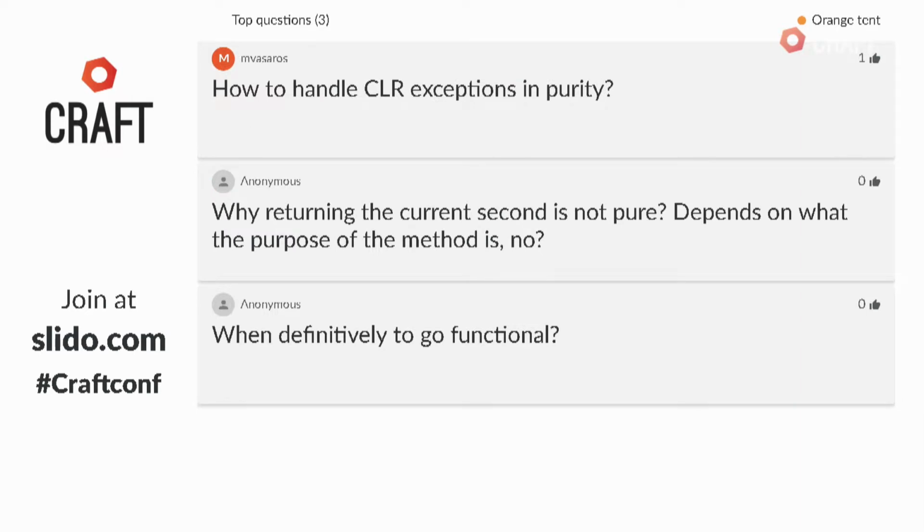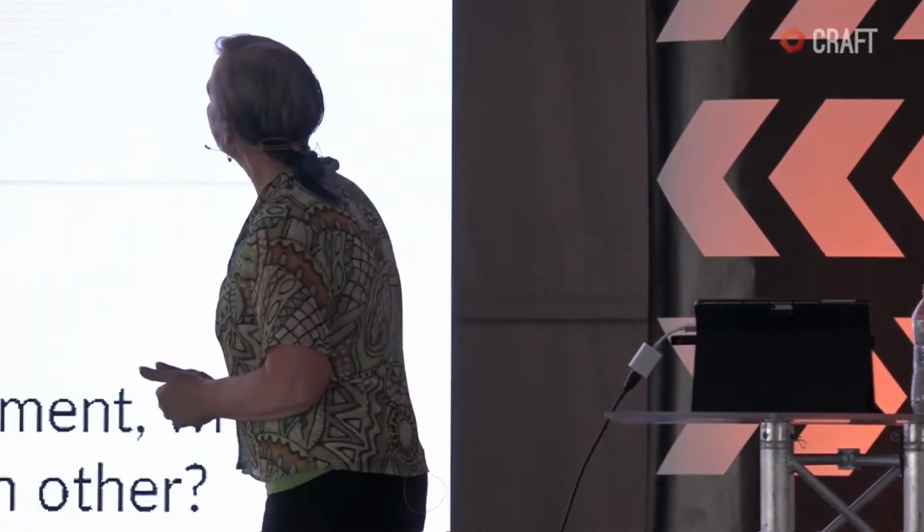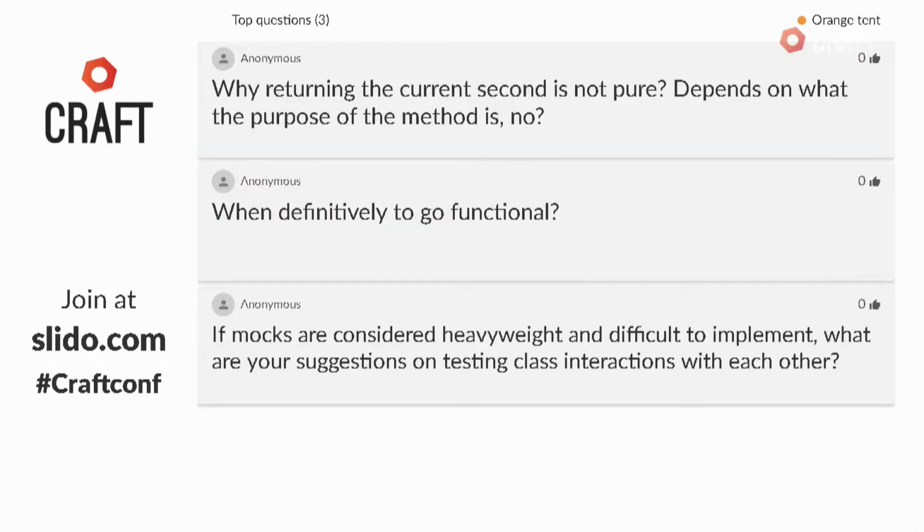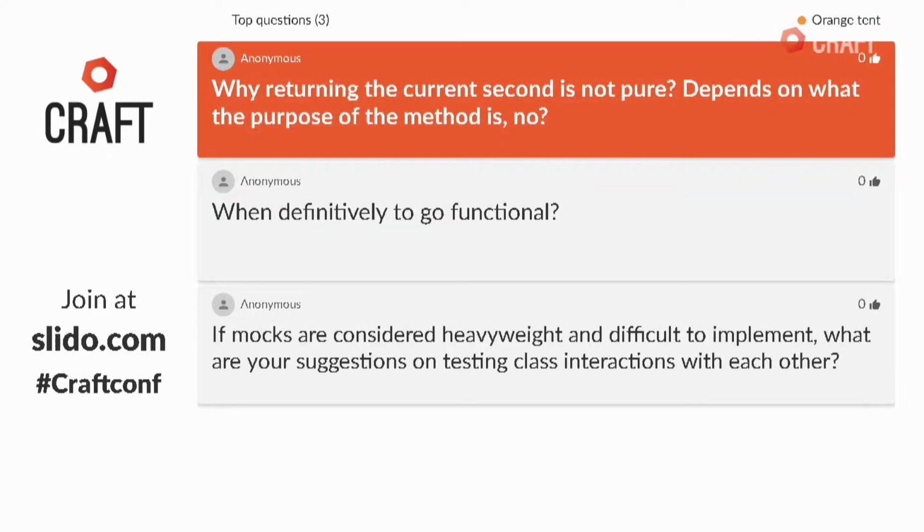How to handle the CLR exceptions, impurity? You have to get them out of being exceptions. I mean, it just isn't going to do that. Why is the current second not pure? I'd have to look back at what that does, I don't know exactly where we're going there. That one, I don't have enough context.